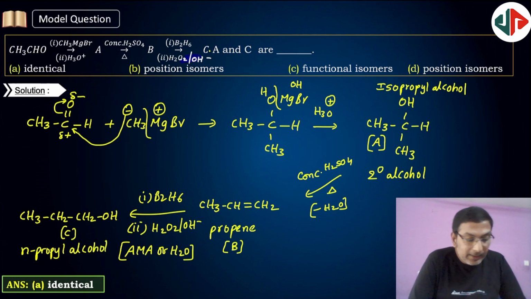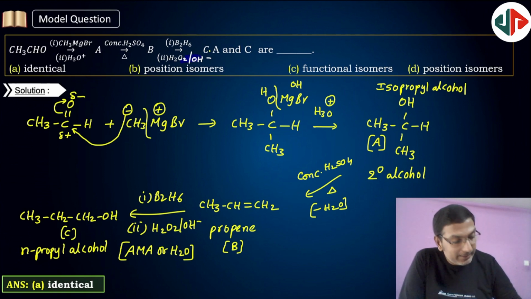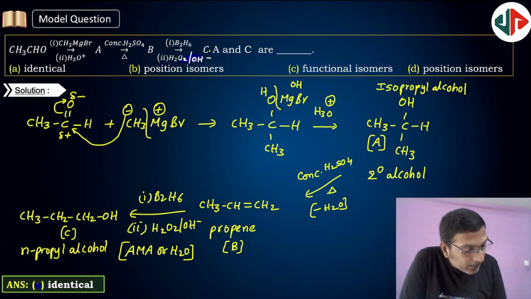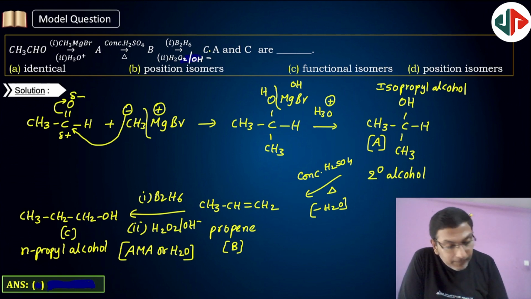So N-propyl alcohol and isopropyl alcohol are positional isomers. Here the option given is wrong. Positional isomers: the OH group is attached to different carbons in the two compounds. So positional isomers, option B.